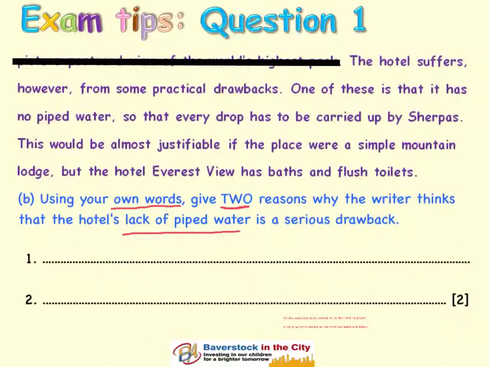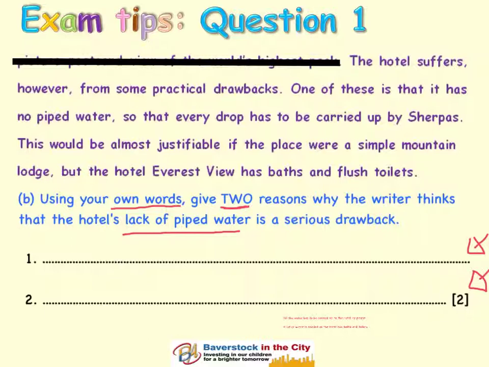I've put 2 lines here for us to write a suggested answer. In the exam there will be more space than this. You may not need it, you don't have to use it, but they will give you more space in case you need it. So let's have a look at a possible answer here. We've got to write in our own words why there is a problem with the hotel having no piped water. So let's have a look.